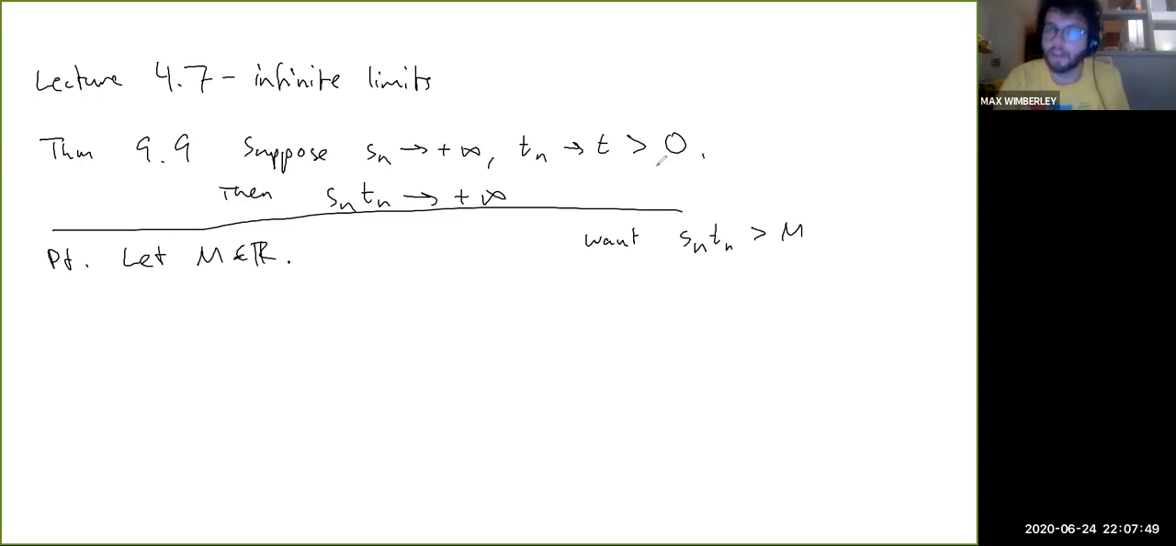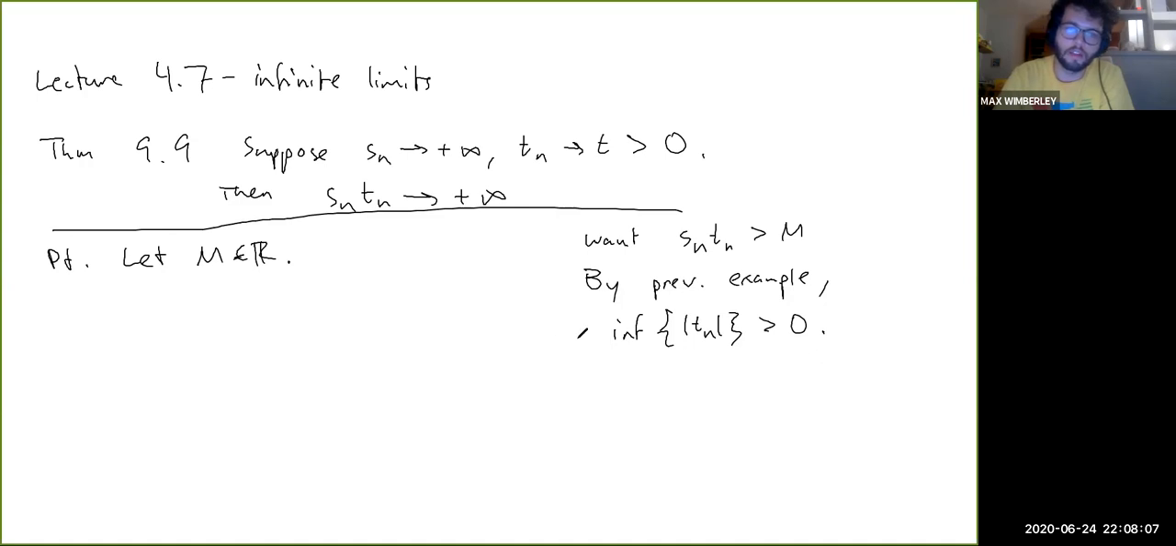Luckily, we have that example that we've already used once. By the previous example, the infimum of all the Tn is greater than 0. So call that little m. I don't remember if that's what the book uses for it. Oh, yeah, they do. Nice. All right, cool. So then SnTn is greater than... Notice also that the absolute values are nowhere to be seen here. That's because it actually matters whether this is positive or negative, because we're trying to specifically show it goes to positive infinity, not negative infinity.